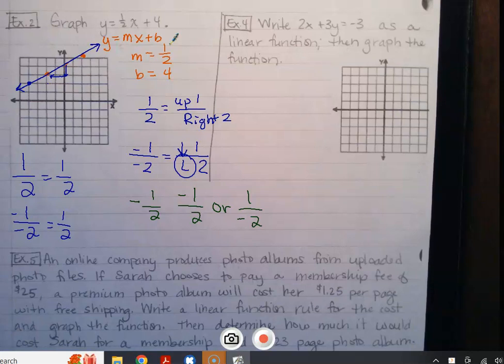All right. So how about example 4? I'm going to erase some extra stuff here so it doesn't look so crowded for you.